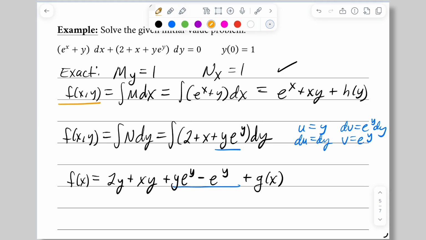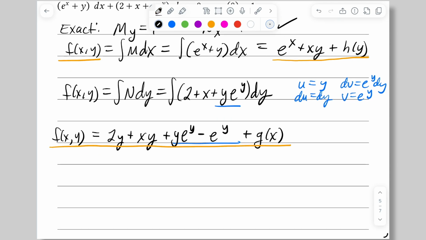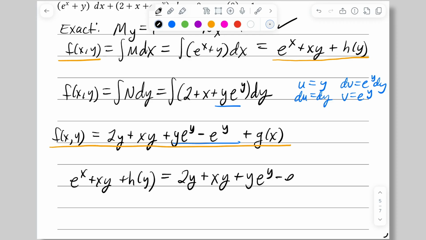Now what we have is one expression for f of xy that we found by integrating M with respect to x, and another expression that we got by integrating N with respect to y. Well, since we're looking for the same function both times, there's only one f of xy, we should have that e to the x plus xy plus h of y is equal to 2y plus xy plus y e to the y minus e to the y plus g of x.